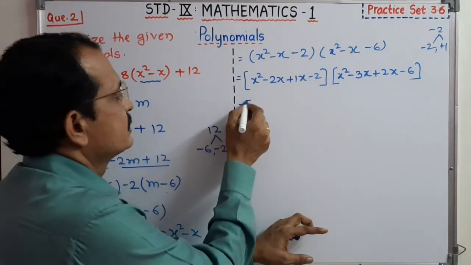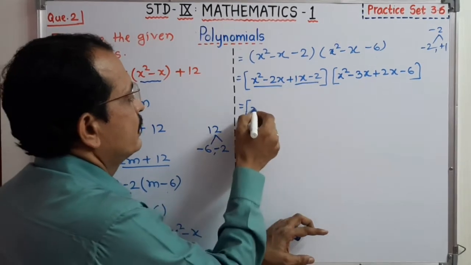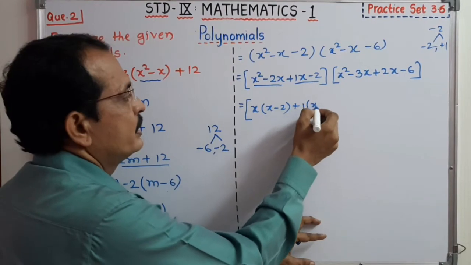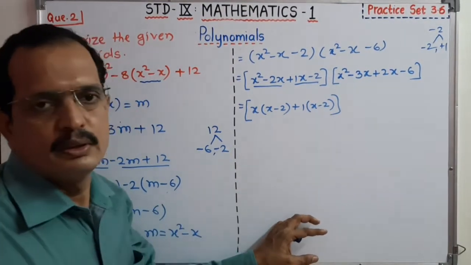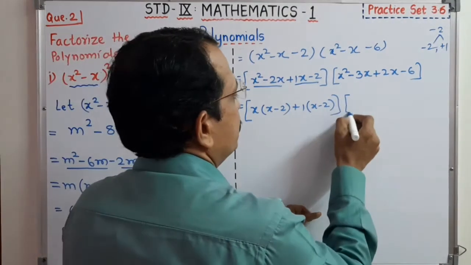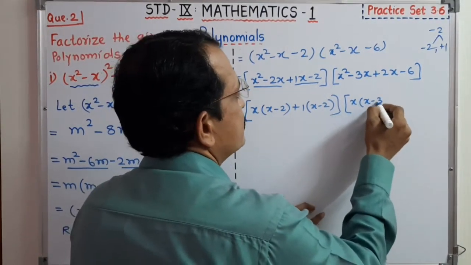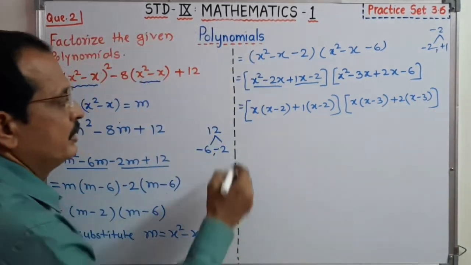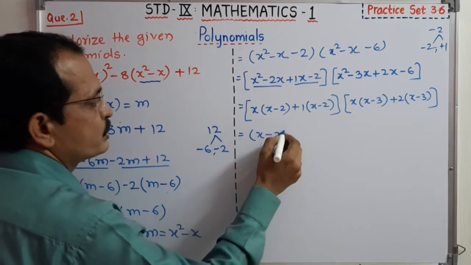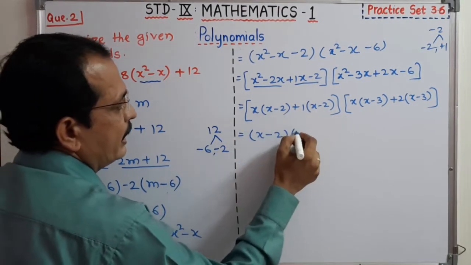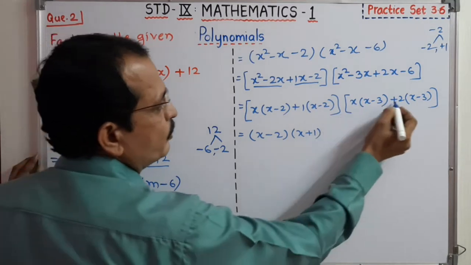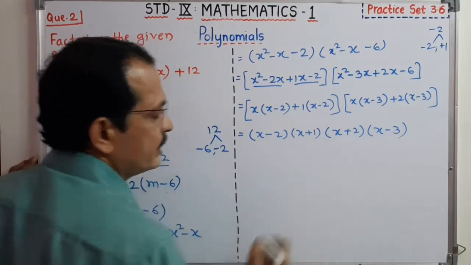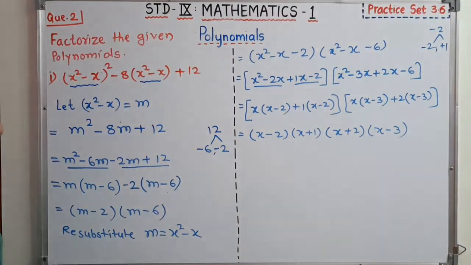Now from this, take out the common factor. It is x minus 2 plus 1, here it is x minus 2. Now see here, x minus 3 plus 2 x minus 3. Now again, x minus 2 in one bracket and x plus 1 in one bracket. From this, x plus 2 in one bracket and x minus 3 in the other bracket. Got it? This is our final answer.